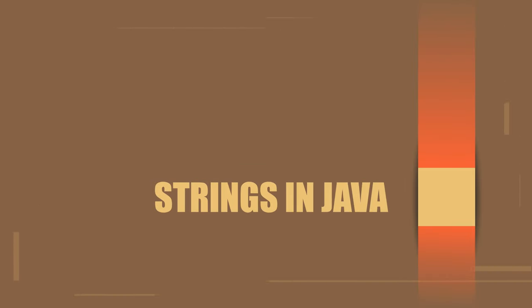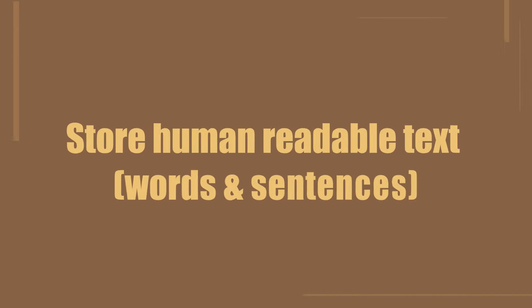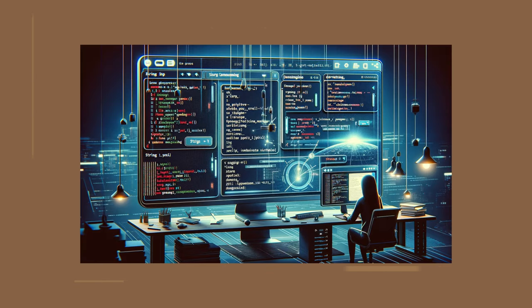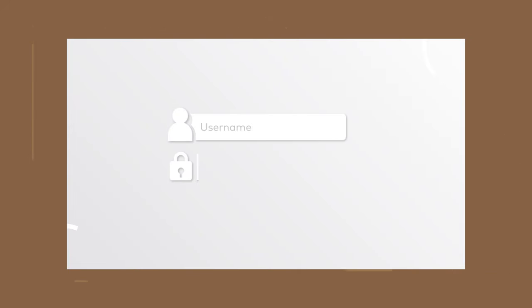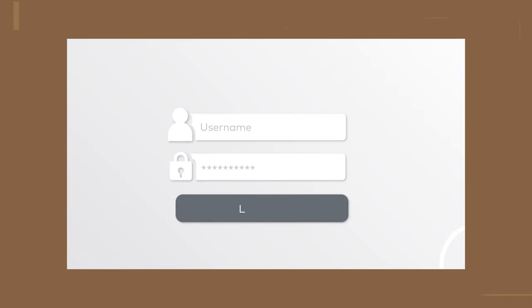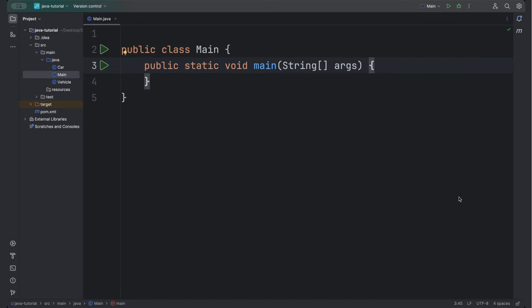To begin, let's understand the problem that string solves. In Java or any other programming language, we use string to store human readable text, like words and sentences. Strings are used to communicate information from a computer program to the user of the program. A program may also accept string input from its user, such as username and password. Ready to see a real example?